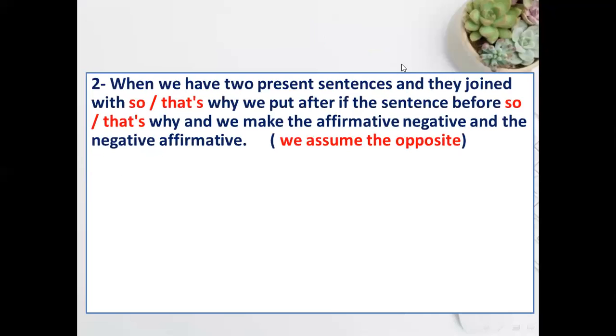Number two, when we have two present sentences and they are joined with so and that's why. So and that's why, so equals that's why. We put after if the sentence before so, not after so. So when it is connected with so, we use the sentence before.